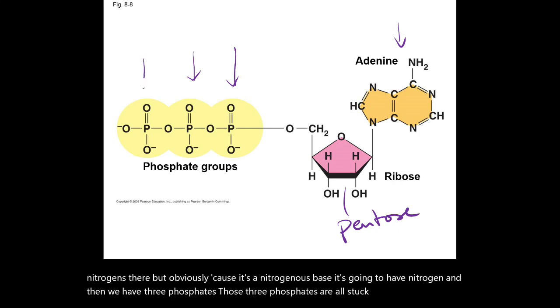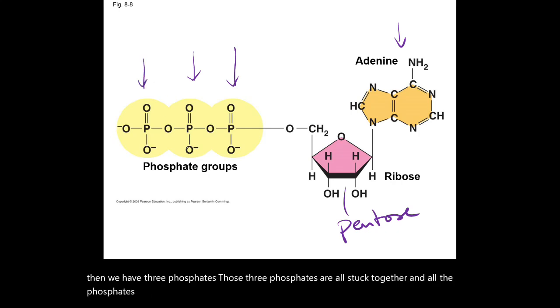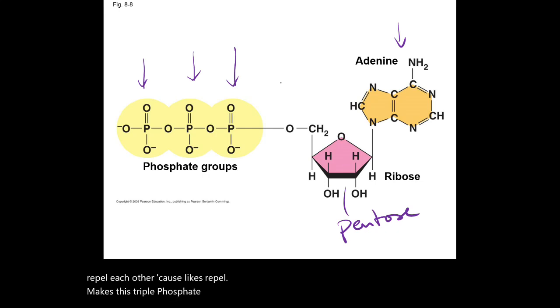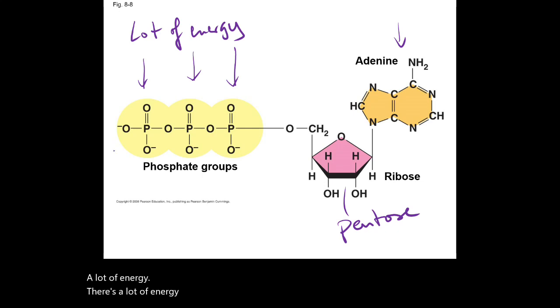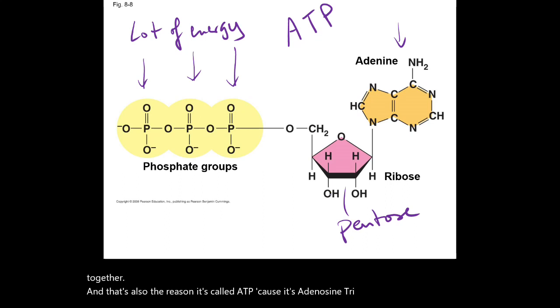Now, the phosphates have negative charges on those oxygens, all these O minuses. Negative charges repel each other because likes repel. And that makes this triple phosphate setup basically like a compressed spring, which gives it a lot of energy. There's a lot of potential energy stored in these 3 phosphates stuck together. And that's also the reason it's called ATP, because it's adenosine triphosphate. Tri obviously referring to the 3.